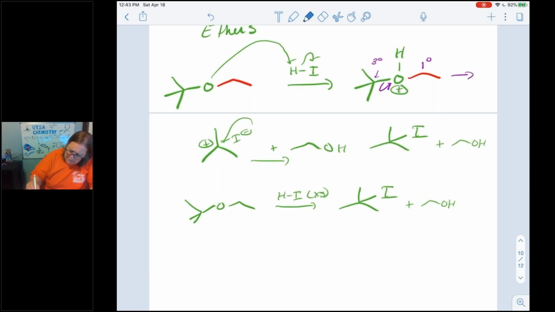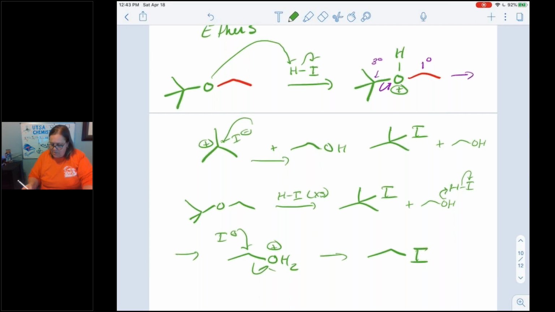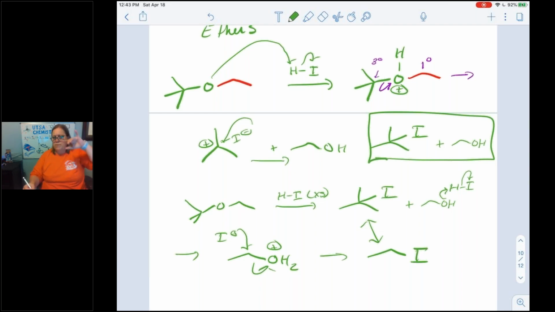But then the excess iodide will start to react with the lesser substituted alcohol, and it can also undergo a substitution reaction. Of course, its reaction mechanism is going to be SN2 because it can't form a primary carbocation. So in an excess, you have both of these alkyl halides formed. When I have one equivalent, I form the more substituted alkyl halide and the less substituted alcohol.